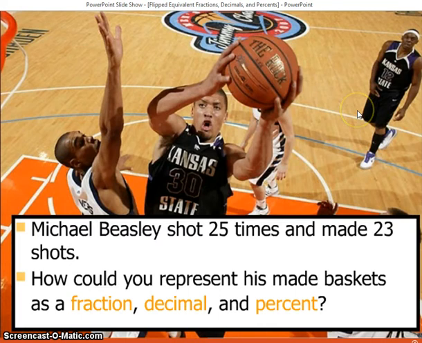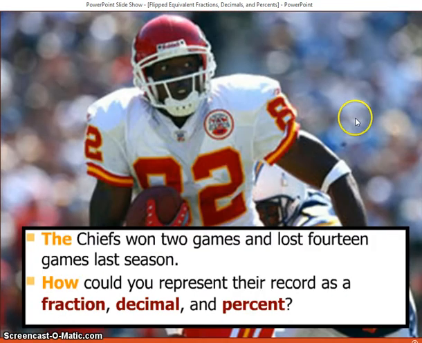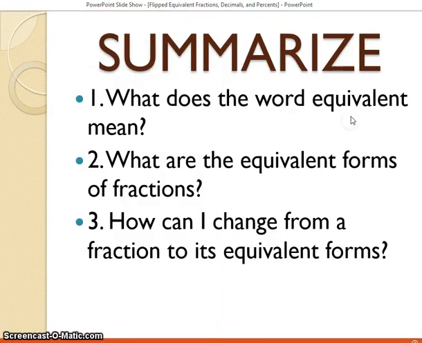Take a moment, try this problem on your own, and it will be a problem that we will look at in class tomorrow. Michael Beasley shot 25 times, so that's how many in all, and he made 23 shots. How could you represent his made baskets as a fraction, a decimal, and a percent? Have each one. We're going to skip that example for time.